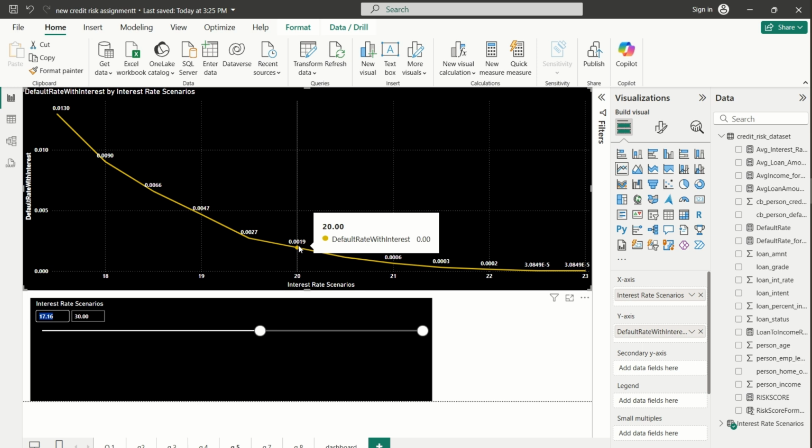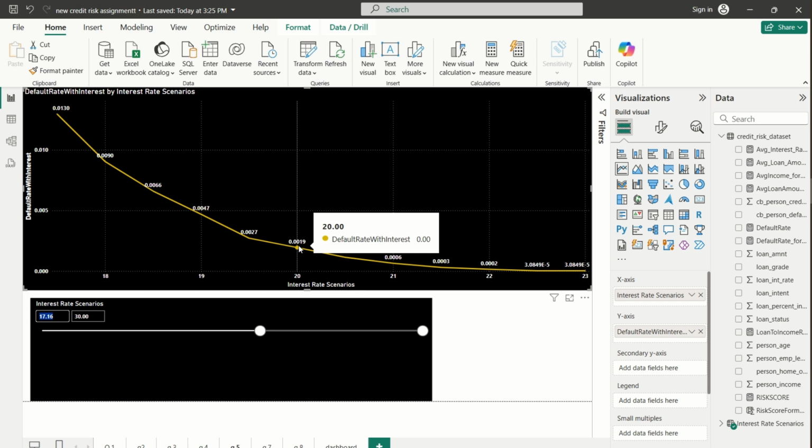Now moving to question 6. Here, the question is, if geographic data such as state and city were available, how would you visualize loan distribution and default rate across different regions? So for this, our current credit risk data set does not include geographic data like state or city. So without this information, it is not possible to perform this analysis accurately.